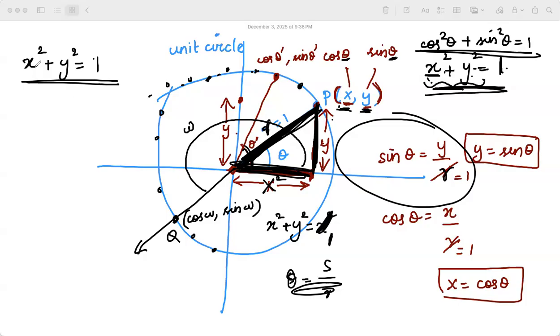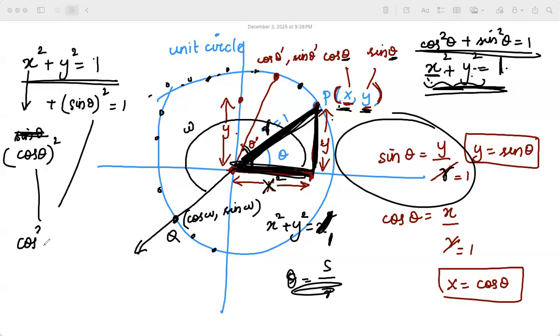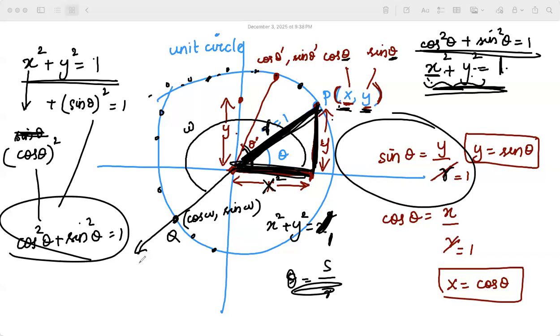Now, we already know x was cos theta, squared. Similarly, y was sine theta, squared, equal to 1. This derives your Pythagorean identity: cos squared theta plus sin squared theta in a unit circle is always equal to 1. Make sense? Yes.